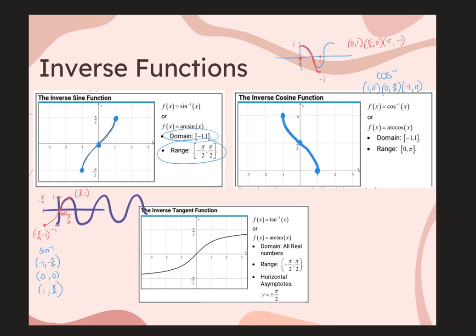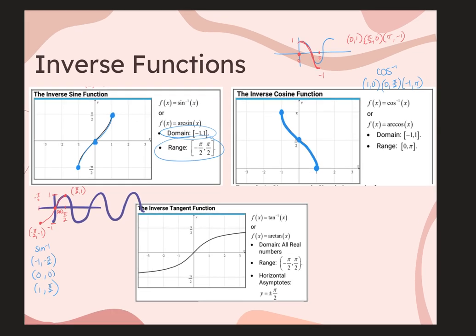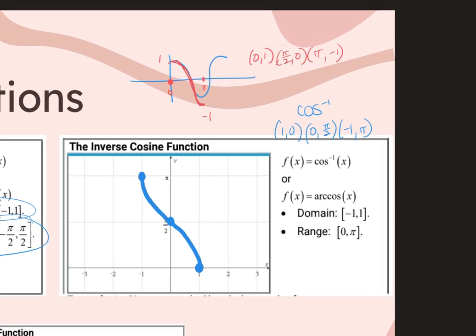And then the last one is tangent. Well, actually, sorry, let me talk about domain and range first. On this curve, my domain, left to right, is negative 1 to 1, and my range is 0 to pi, which is the switch, or the inverse, of my initial cosine curve.